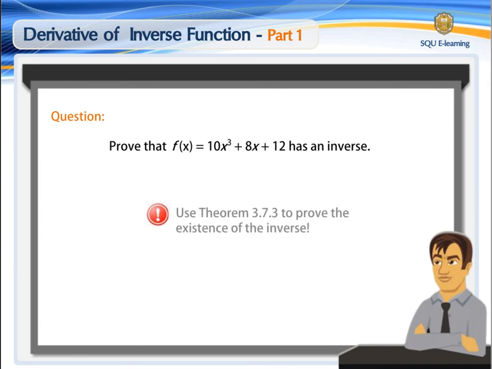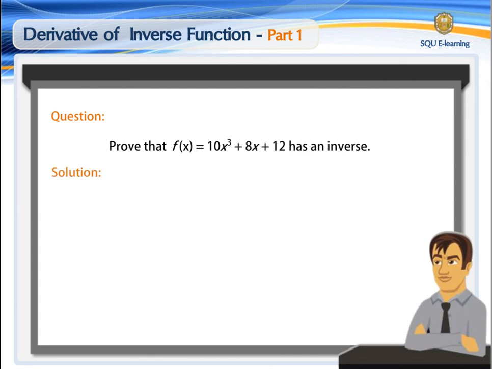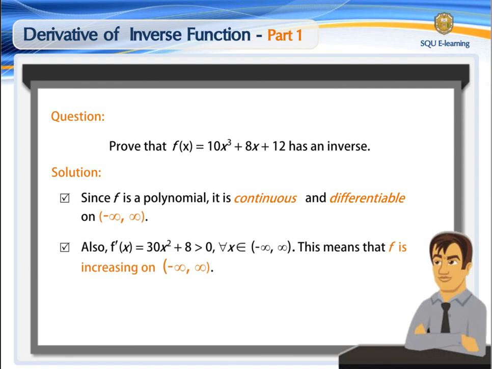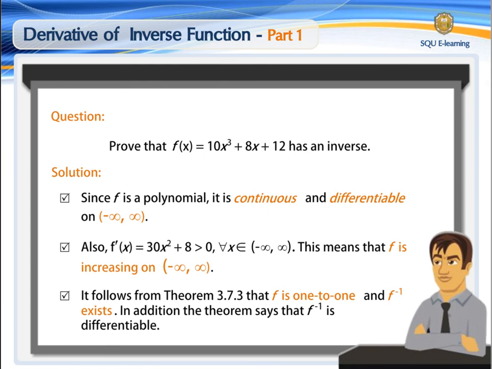First, your function f is a polynomial function, so it is continuous and differentiable everywhere on the real line, from minus infinity to infinity. Also, if you compute the derivative for this function, it is 30x squared plus 8, which is a positive expression for all values of x. It means that since the derivative is positive for all real numbers, your function is increasing on the whole real line. Then it follows from Theorem 3.7.3 that f is one-to-one and the inverse function exists. Then you have answered your question.